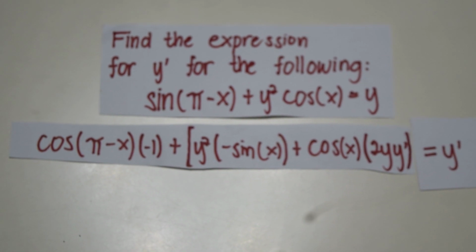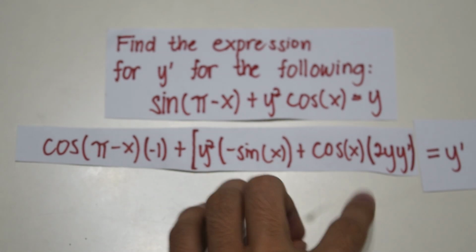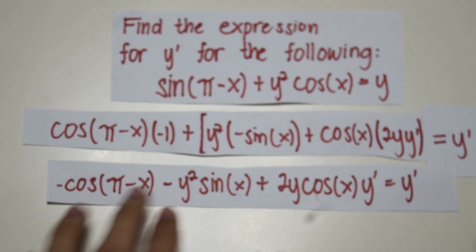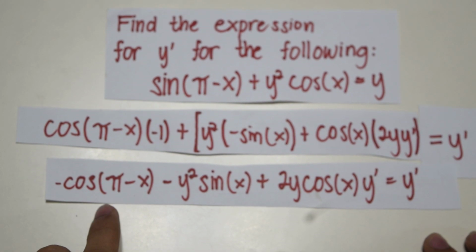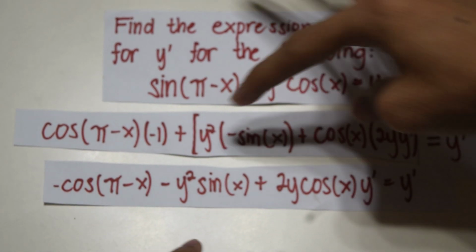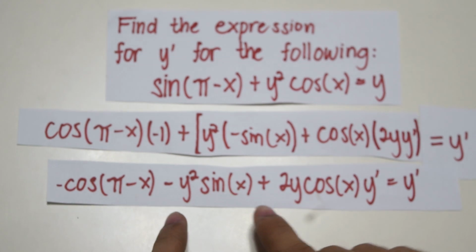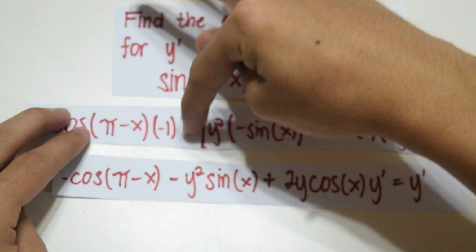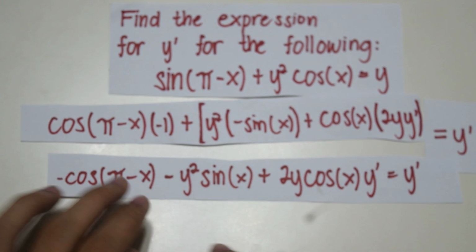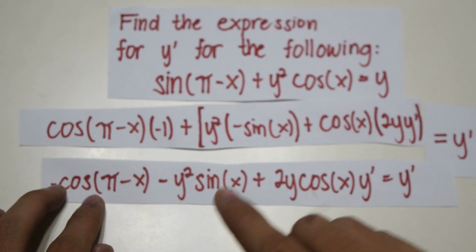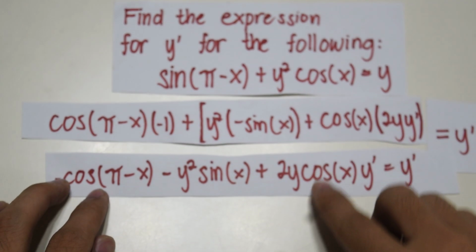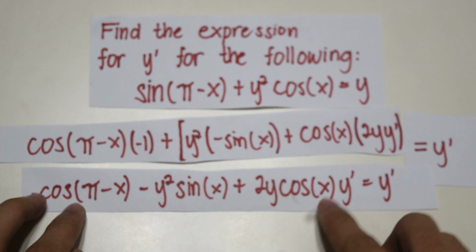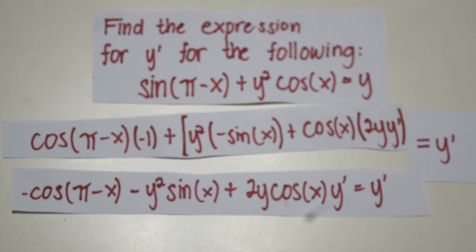Now, after this, we combine the terms. Since negative is here, we multiply it to cos, so it would become negative cos of (pi minus x). And then we also combine them here, which would become, since this is a positive and a negative, don't forget that we multiply what is out here. So it would become minus y squared sine x, as you can see here. Then combine the two of them, which would become plus 2y cos x y prime is equal to y prime.